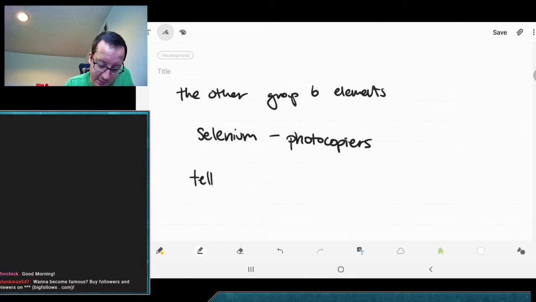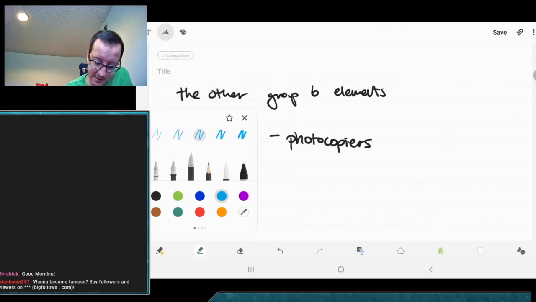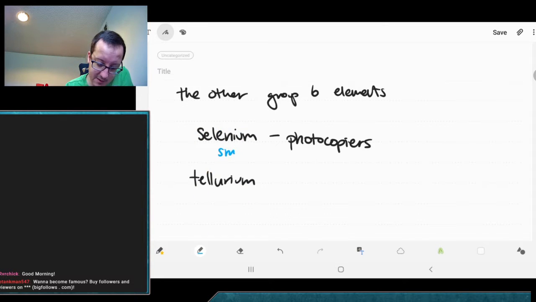The other element we have is tellurium, which I don't know how to spell. Tellurium, that looks right. I have no idea what tellurium is used for. It's a rarer non-metal. It probably has some niche uses, just random small uses, but there's not really a whole lot to go on with it. However, just fun facts: selenium is named after the moon, and tellurium is named after the Earth. So that's your fun fact for the day. Exciting stuff here. All right, we're done with group 6 elements.